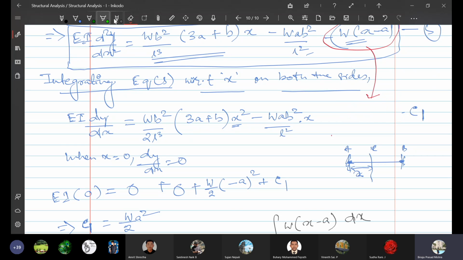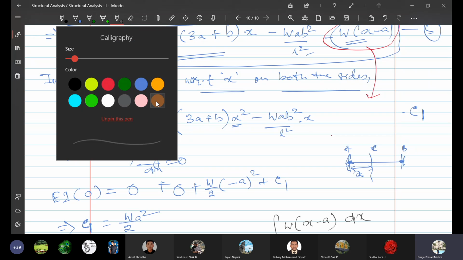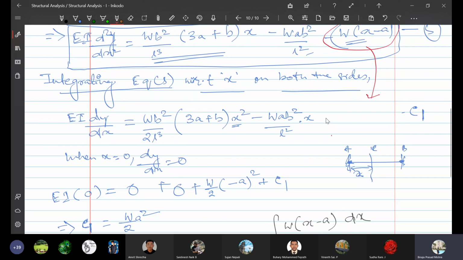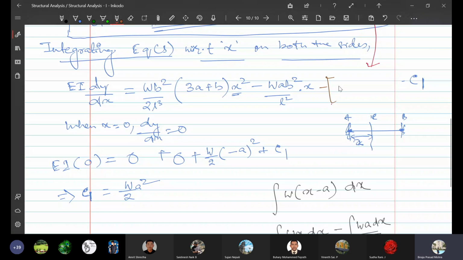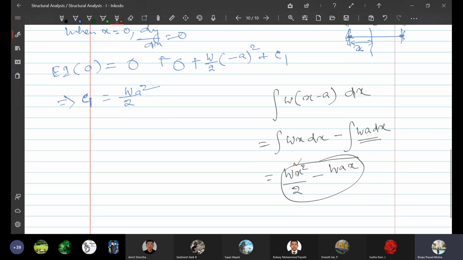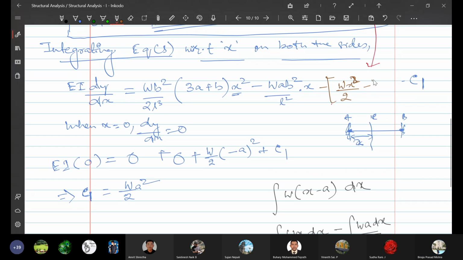Okay, so I'm writing it here. I'm changing the ink so that you can see this one. So it is minus wx square by 2, then minus wa into x. Okay, and this is plus c1, that is the constant value. If that is the case, then here everything will be 0.